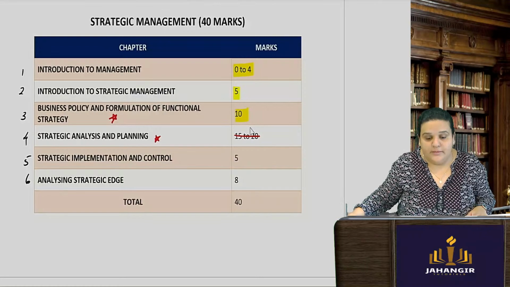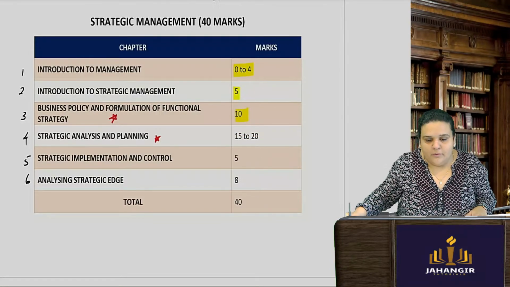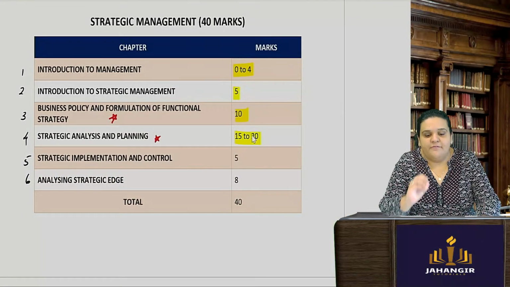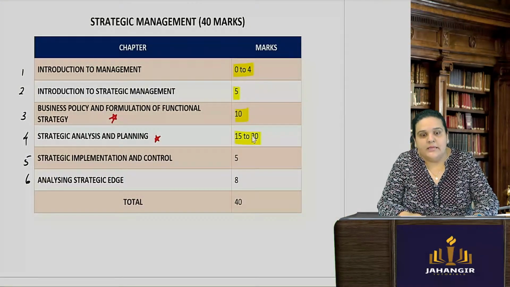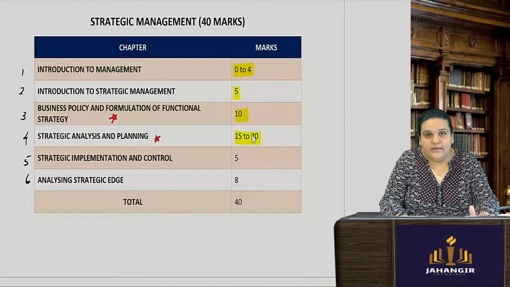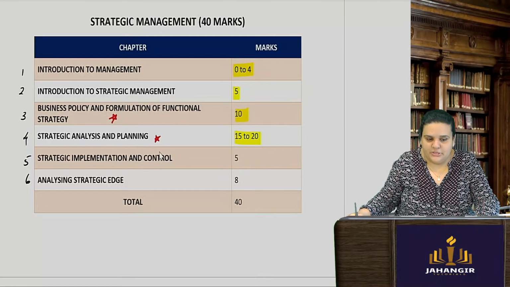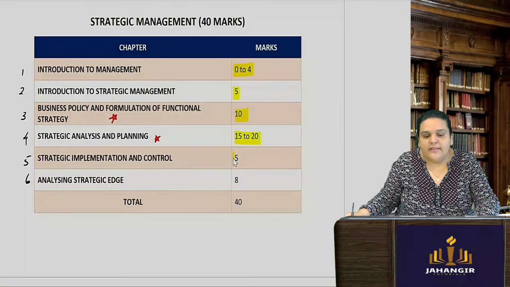So if you see over here, out of 40 marks, almost 30 marks are covered in the 2 chapters, chapter number 3 and 4. Which is like 25 to 30 marks, a good 75% of your 40 marks. Then you have strategic implementation and control, again that is for 5 marks.